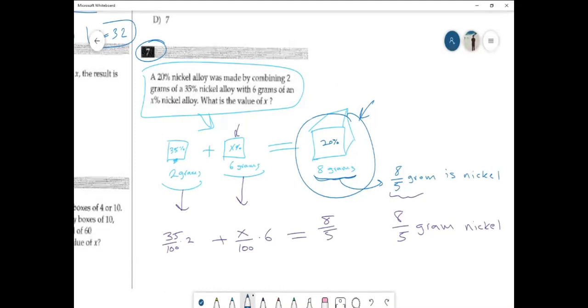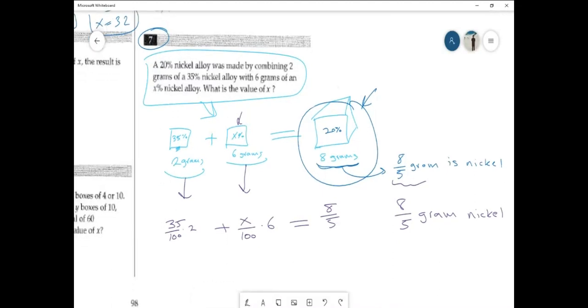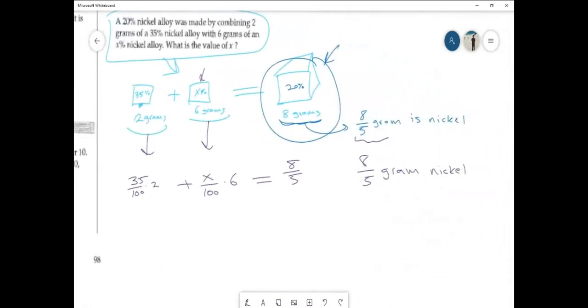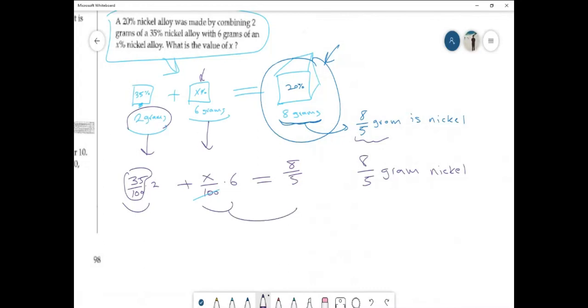Now from here I can find x. Can you do the math? Do you have a calculator with you? Can you find x, please? So you just cancel the 100 by multiplying by 100. It will be 20. Why did you multiply by 2 at the first? 35% of 2 gram is nickel alloy. So I need nickel alloy, right? I'm combining nickel alloy plus nickel alloy is equal to nickel alloy, right?